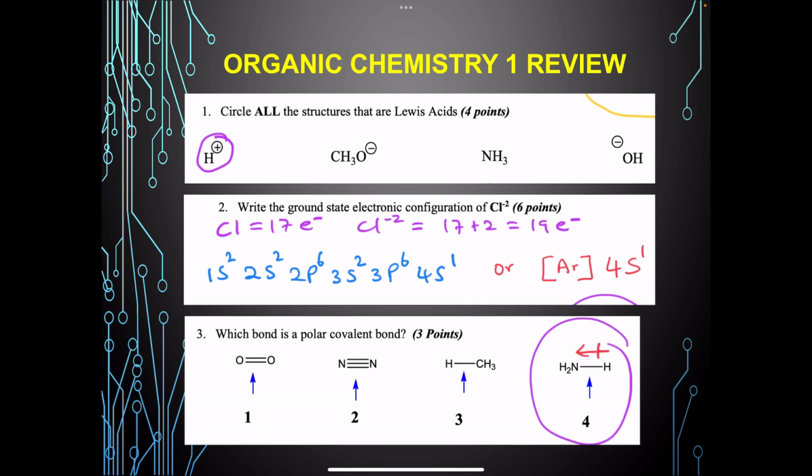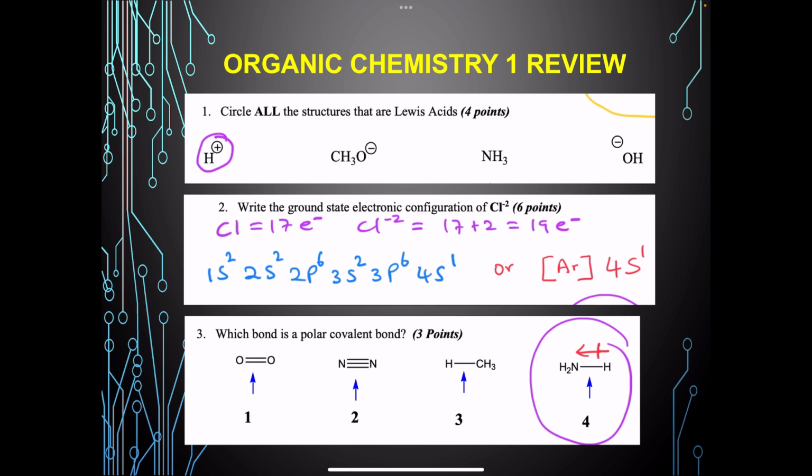Question number 3. Which of the bonds shown below is a polar covalent bond? So if you look at the first one, number 1, it's an oxygen-oxygen double bond. The only way you can have a polar covalent bond is if there is a significant difference in electronegativity between the two atoms. Because both atoms of oxygen have the same electronegativity, there's no electronegativity difference, so that's a non-polar covalent bond. In fact, it's a symmetric covalent bond. Number 2, you have a nitrogen-nitrogen triple bond, same thing as the oxygen-oxygen double bond. The two nitrogens have the same electronegativity, so that's non-polar.